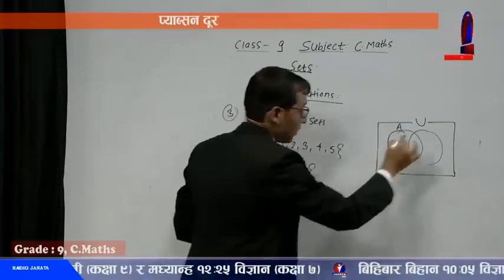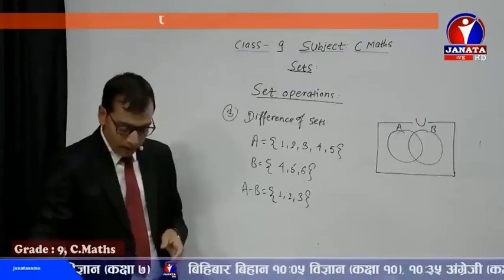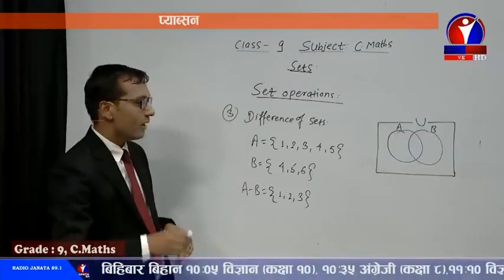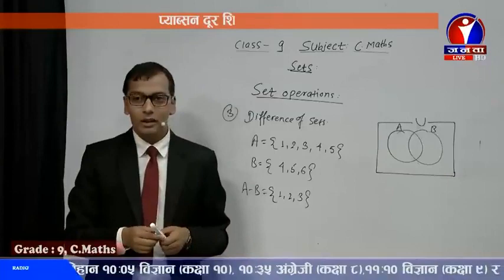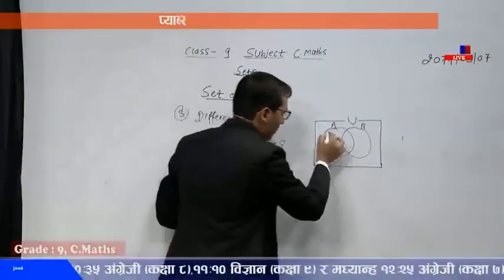Let me write 2 subsets of universal set U. A and B are the 2 subsets. Now what is A difference B? How is the Venn diagram of A difference B? Let me set this.